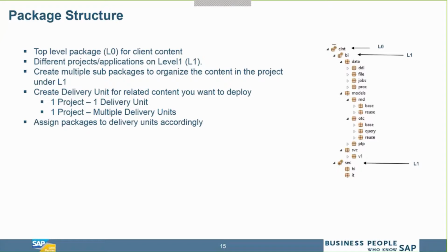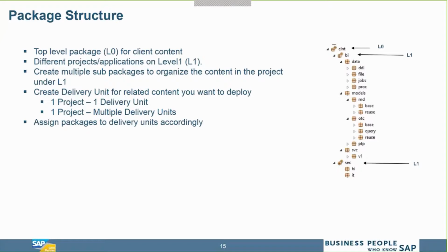Similarly, if I have to build other projects like security, or if I'm building an API, those can be other level 1 packages that you can put under the client, L0. The concept of the level 1 package is also to attach these packages to a delivery unit, and the delivery unit is generally the bus which transfers your development objects from one system to the other, that is dev to QA to prod.